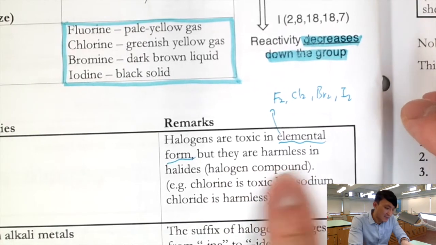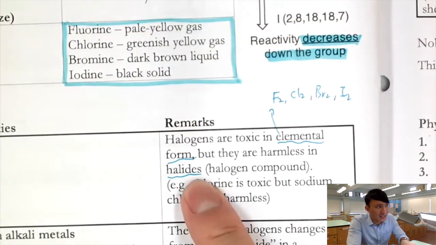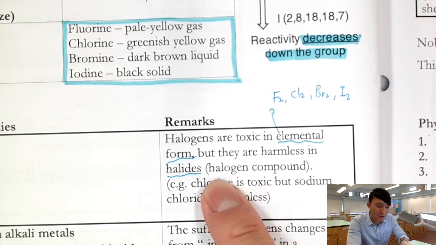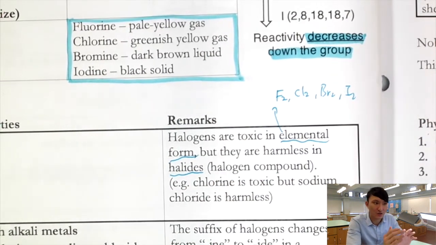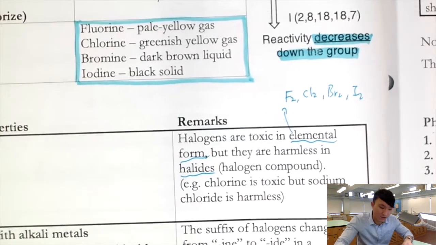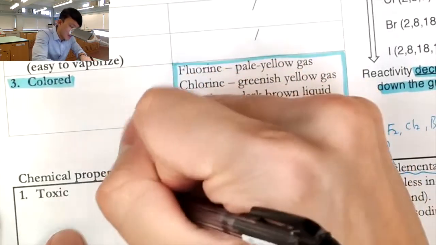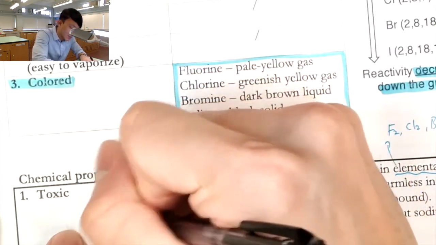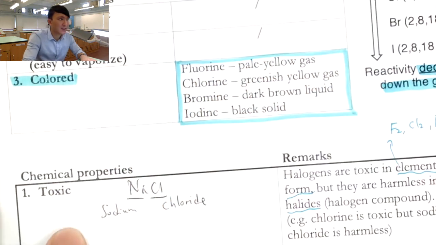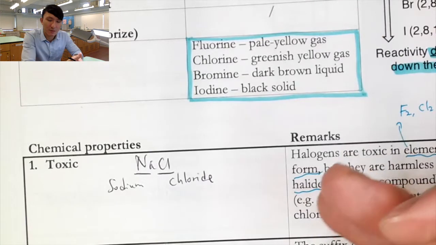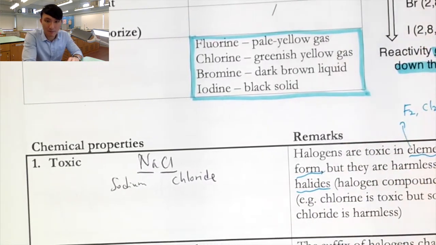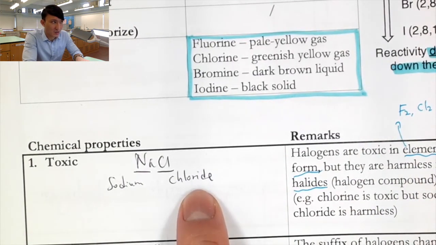However, they are harmless in halide form. Now, halides basically means halogen compounds. Do you remember, for example, table salt? We call it sodium chloride, NaCl, sodium chloride, right? Let me put it down here. If you have NaCl, this is sodium, and this is chloride, isn't it? Okay. Now, we won't say sodium chlorine, right? Because when chlorine exists as a compound, the name changes into chloride.